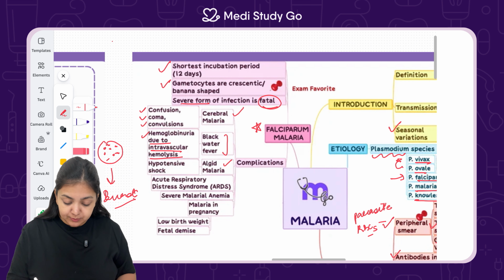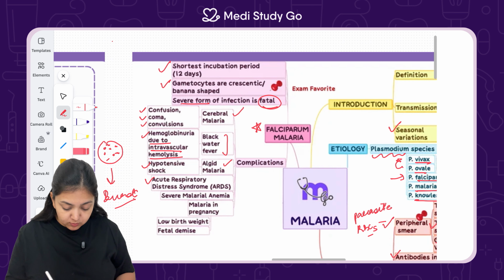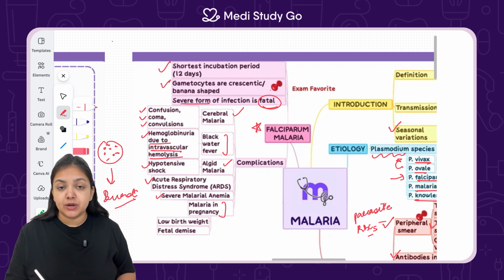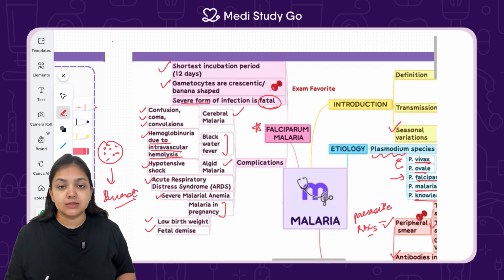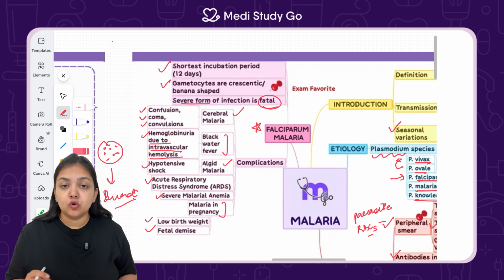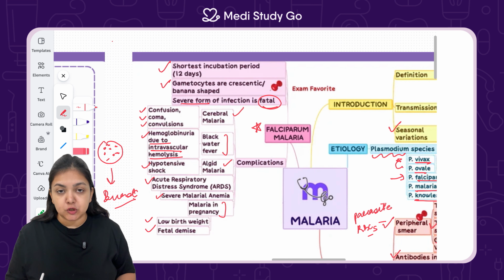Then there can be algid malaria, which is a form of hypotensive shock, acute respiratory distress syndrome, and severe malarial anemia can occur. Also, if malaria is present in pregnancy, it can lead to low birth weight of the fetus or even fetal demise. So these are all the complications which are associated with falciparum malaria, indicating the severity of this type of the subspecies of Plasmodium. So it is very important to know which species is actually affecting the patient, because the treatment will completely vary and the severity of the situation will also differ.